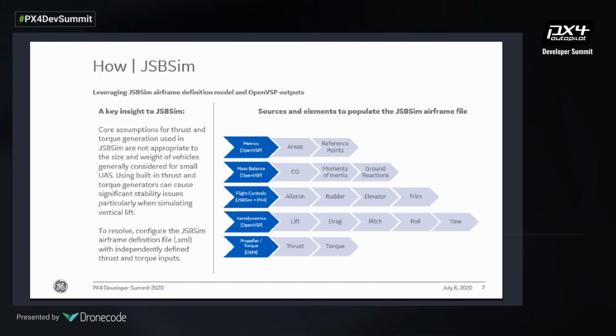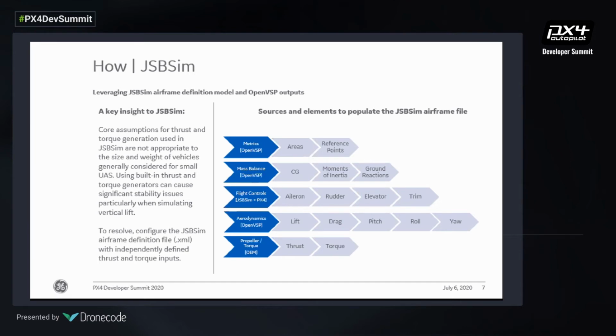Next, we have the mass properties, mass balance. So that's your center of gravity, your moments of inertia, your ground reactions, including spring coefficients, etc. Then we have a flight control section. So basically, you need to do a flight control mapping from PX4 to JSBSim internally. That can be one-to-one, depends on how you did your aerodynamic analysis. In our case, we wanted to be able to set trims, also how you treat the A-tail, whether you break that out into a rudder and elevator or if you have that directly modeled.